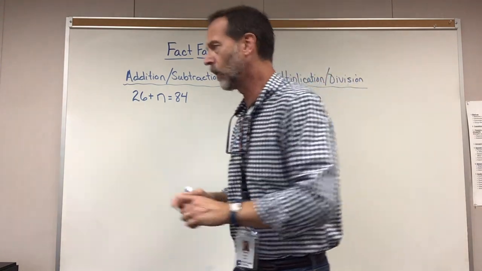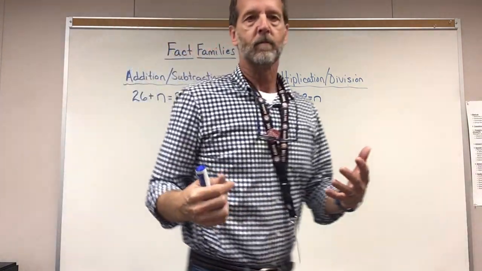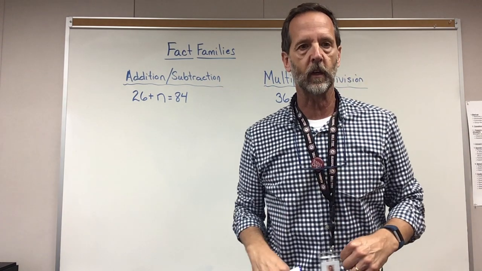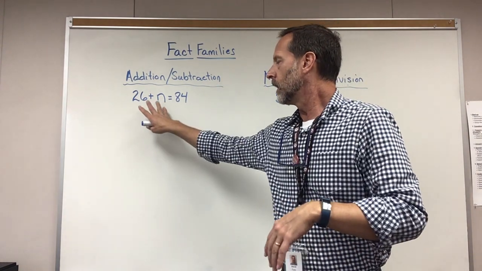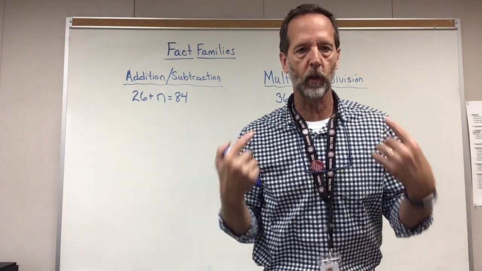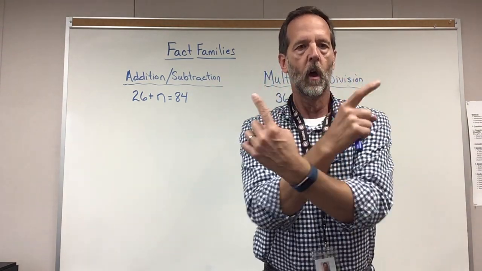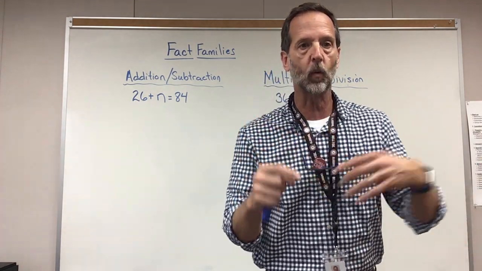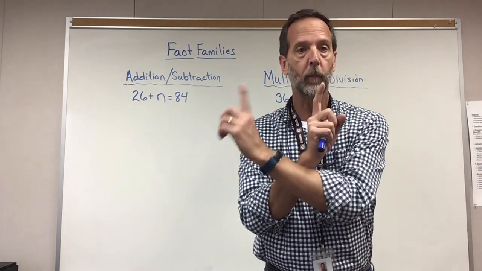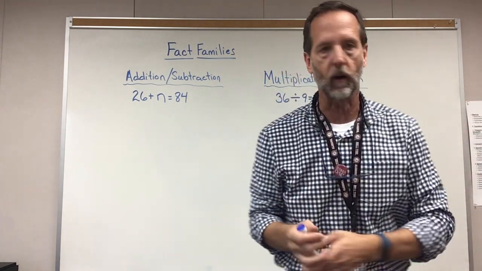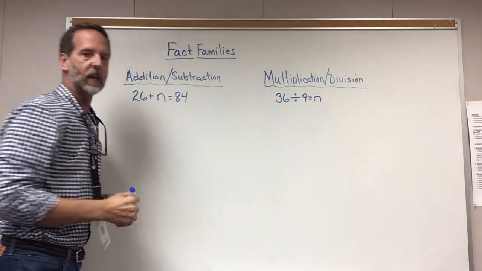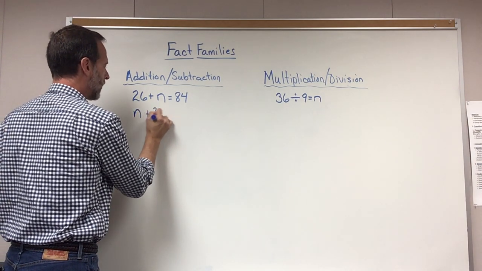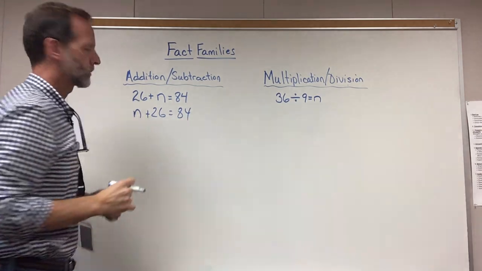Okay? So in every fact family, or I should say in most fact families, there are going to be four number sentences that we can write. Addition has what we call the commutative property. We can switch the order of our addends, the two numbers, and it doesn't change anything. 2 plus 1 equals 3. 1 plus 2 equals 3. It doesn't change anything, right? So if I have 26 plus n equals 84, I can switch these two numbers and I can write n plus 26 equals 84. Okay?